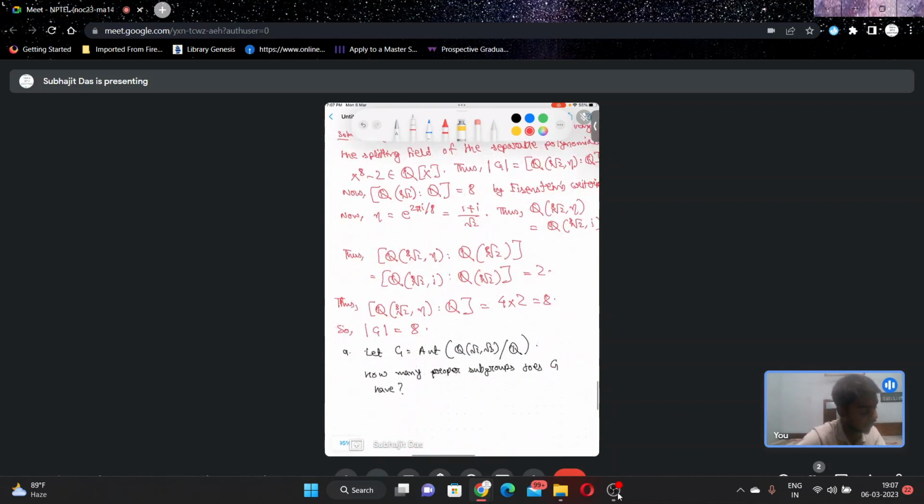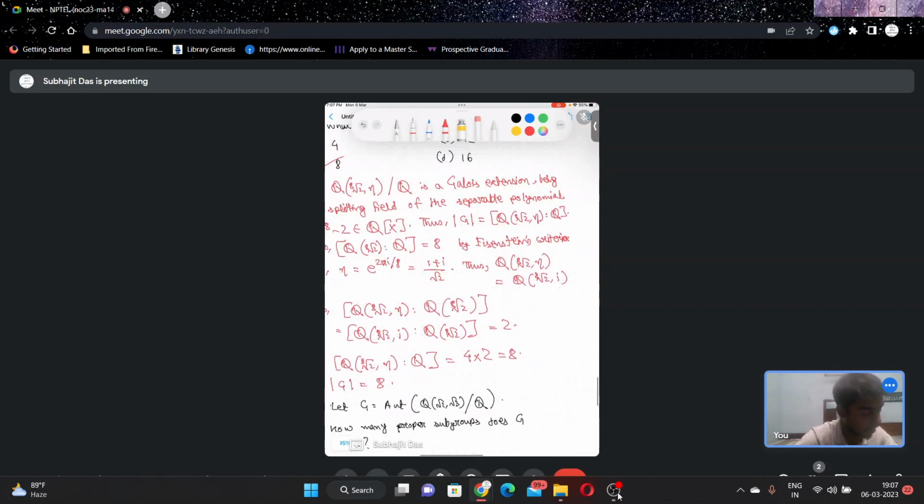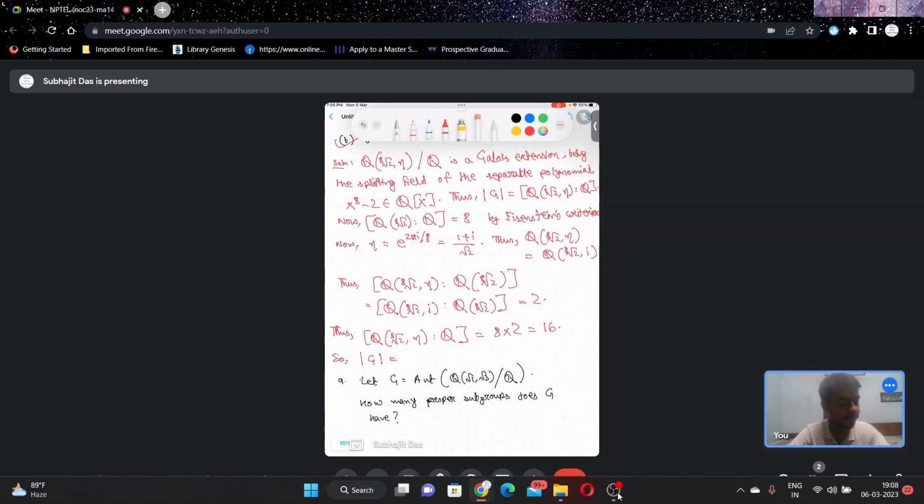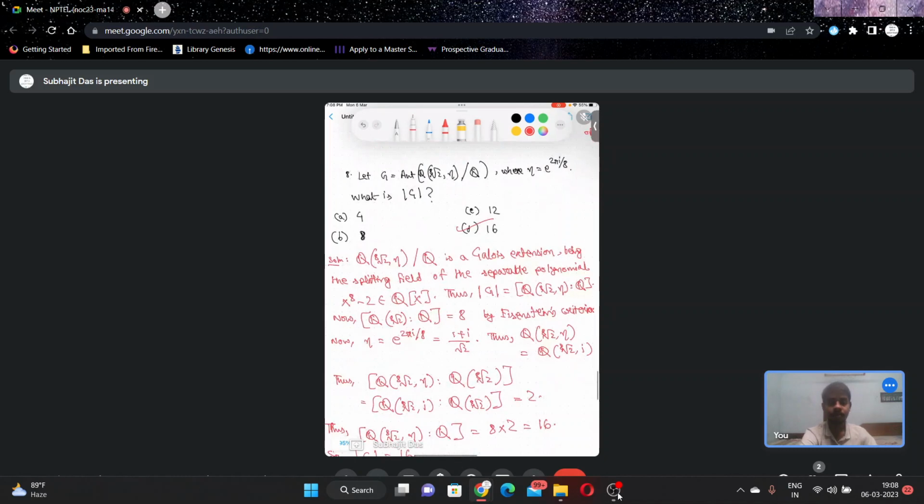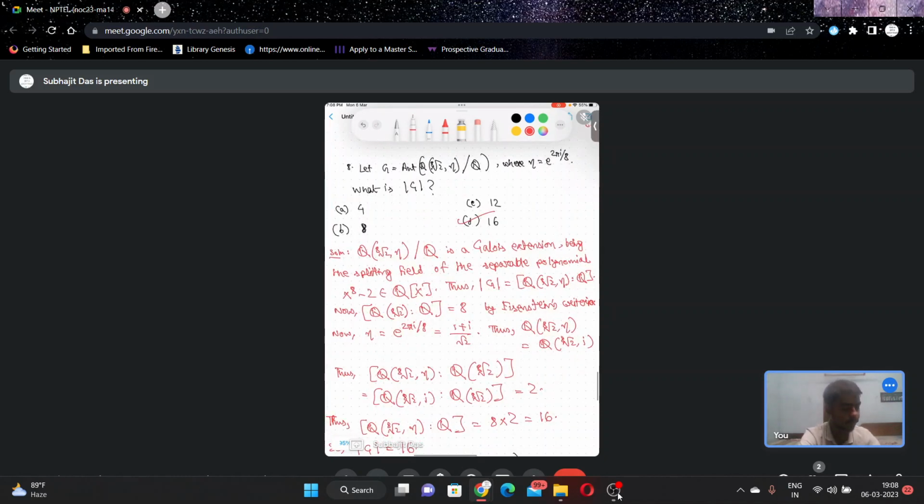Oh no, sorry, not 8, oops, maybe I did, yeah, this was 8 and this was 2, so this is not 4 times 2, rather 8 times 2, which is 16, right? And therefore the cardinality is 16. Yeah, 8 times 2 is 16. So maybe I'll erase this tick mark. So option B is 8 and the correct answer here is 16. Yeah, okay, so let us move on to the next problem.